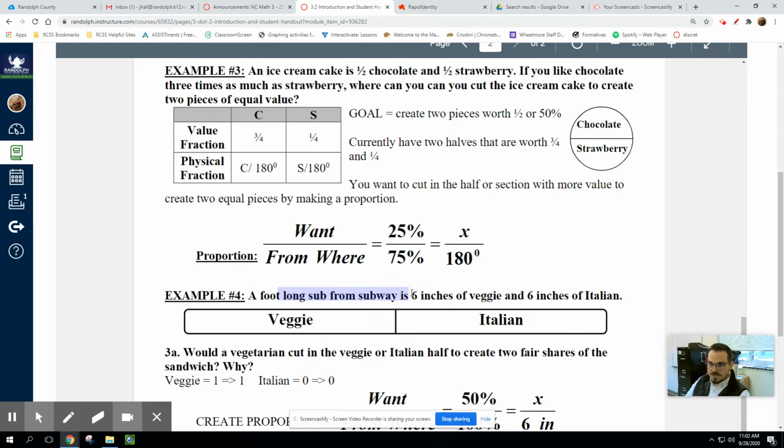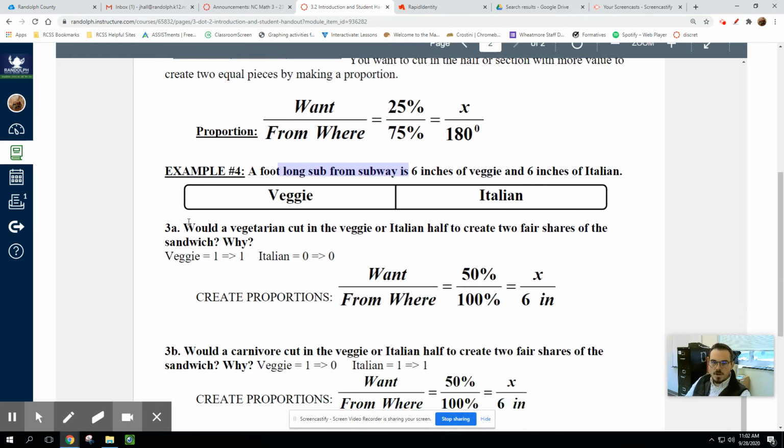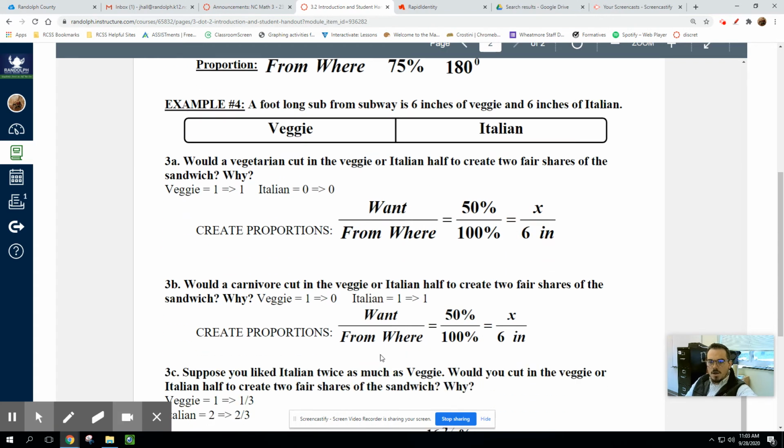So a foot-long sub from Subway is 6 inches veggie, 6 inches Italian. Would a vegetarian cut into veggie, or would they cut into Italian to create the 2 fair shares? Why? Well, the vegetarian is going to say, all the veggie is what I want. I don't want any of the Italian because I can't eat meat. So we're going to have to cut into the veggie. The way that we could set that up, we want 50% of it from the vegetarian, so that's where we're going to cut from. X over 6 inches, because that's where we're cutting it from.